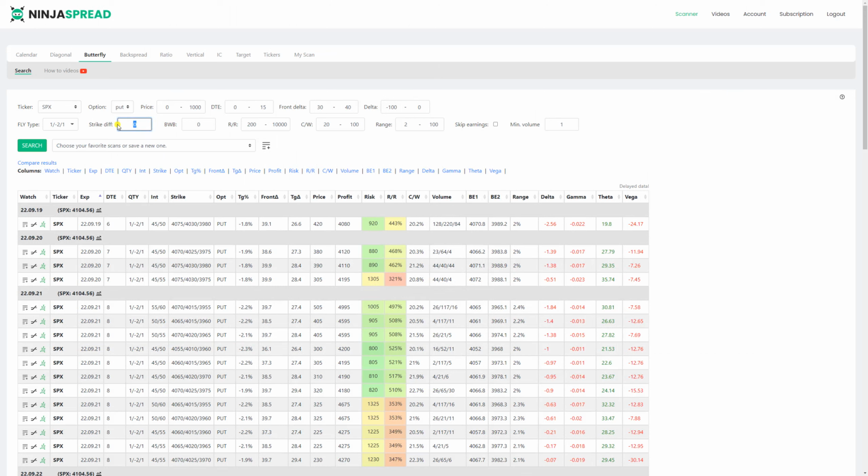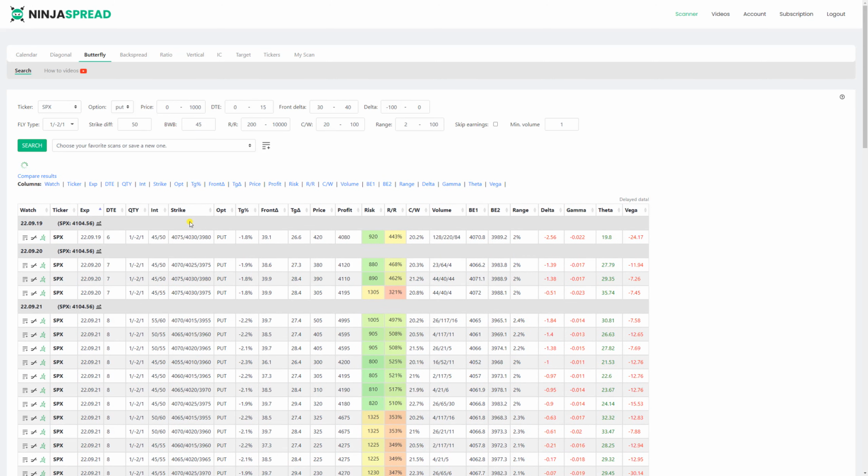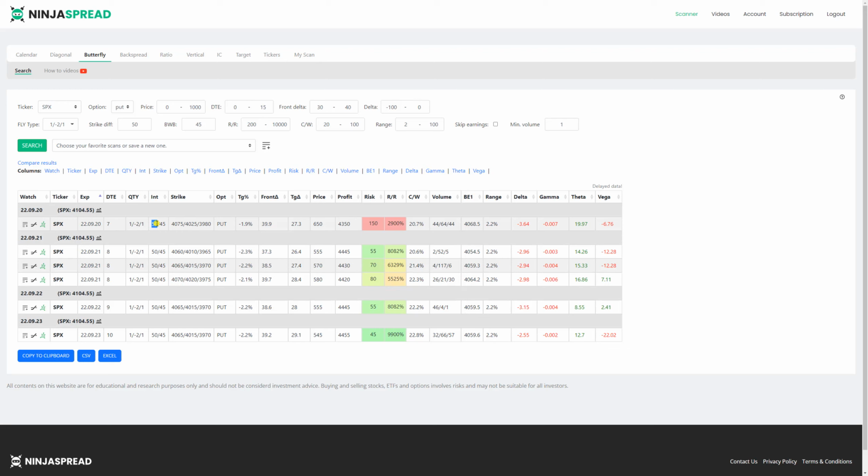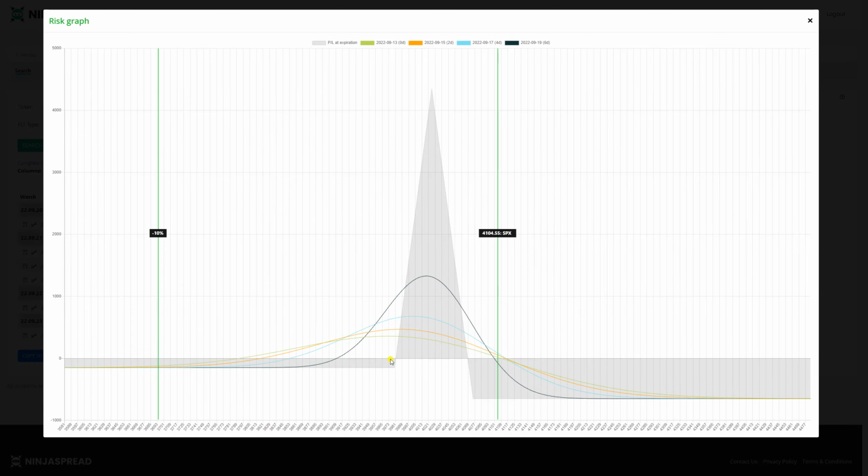And if you are looking for a broken wing butterfly on the upside, it will be tilted upside. If you are looking for, for example, a broken wing butterfly that is directionally tilted to the downside, you can look for, for example, 50 to 45. Then the first part will be 50 and the second part will be 45. So it will be a more negative delta directional butterfly. See? This is what I'm talking about.